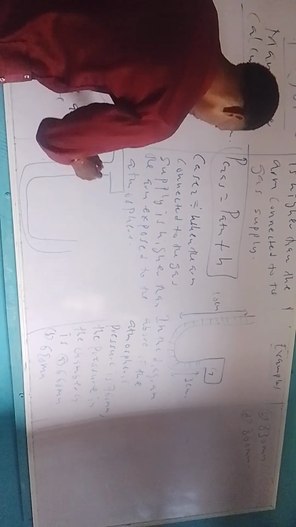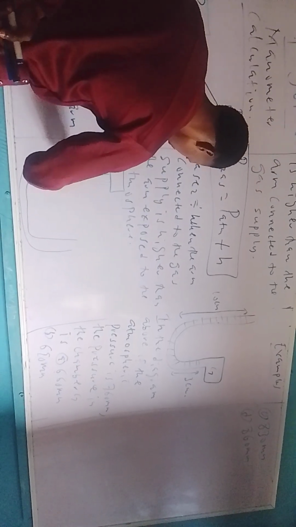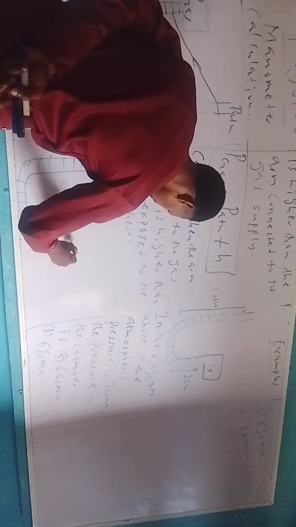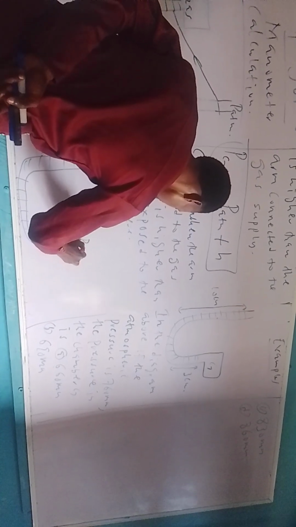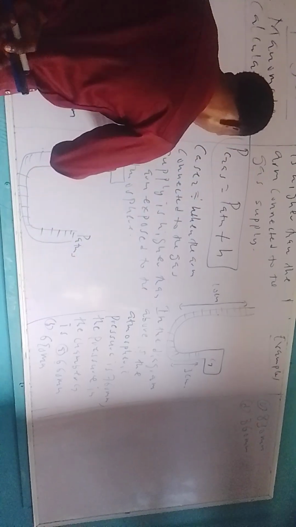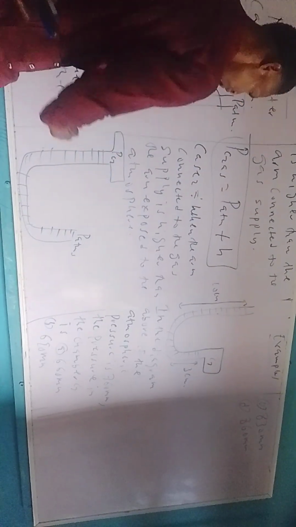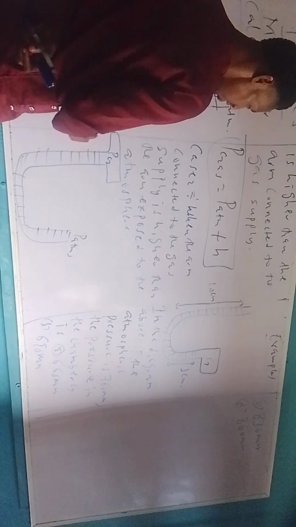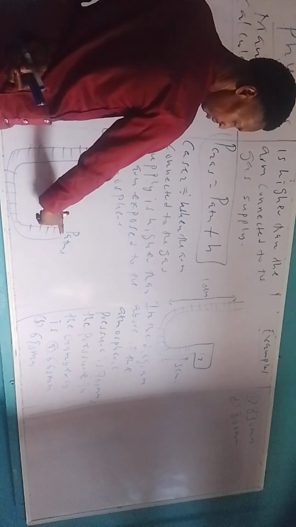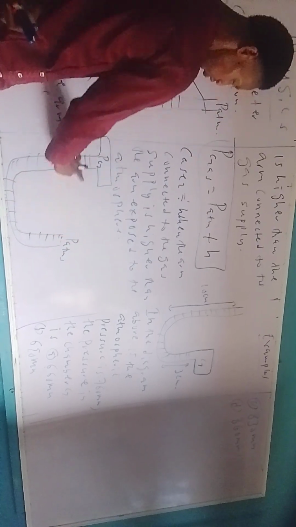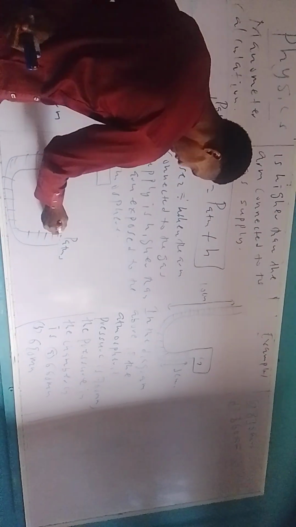Now let's take this case. Let's note that this is the arm connected to the gas, and this is the arm that is at atmospheric pressure, P atmospheric. And this is PG, that is, P gas. Now know that whenever you have to connect the points, you consider the arm exposed to the atmosphere. You connect it to the arm connected to the gas supply.